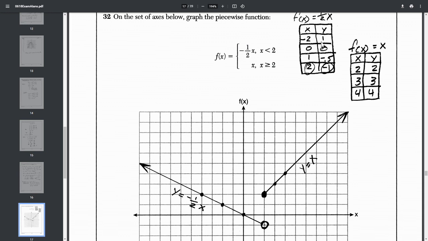So you can see they made a table for the top part, and they only used up to the 2. And then they made a table for the second part, and they only used numbers bigger than 2. Now the first part says not to use 2, and they still use 2. And that's because you need to put an open circle on that number to show that it's not actually allowed to be used, but it's the boundary of numbers that are allowed to be used. So you can see they graphed each one separate here. This is for the x's that were smaller than 2, and this is for the x's that were bigger than or equal to 2.